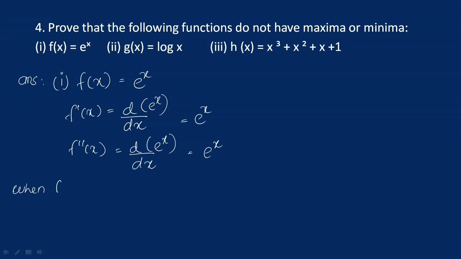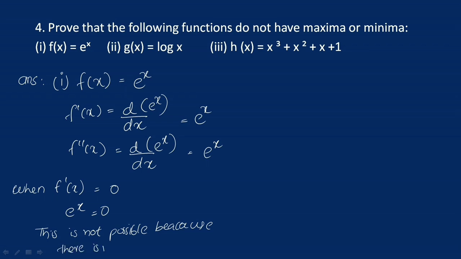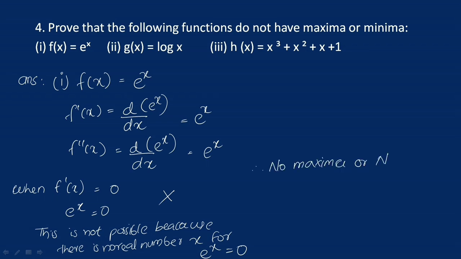So when f dash of x is equal to 0, we can write e raised to x is equal to 0. Here the condition is not possible because e raised to x cannot be 0 for any real number x. So there is no real number x for which e raised to x can be equal to 0. So we can say that there is no maxima or minima for this question.